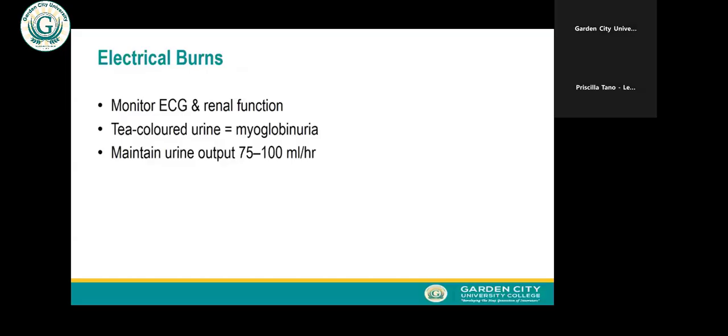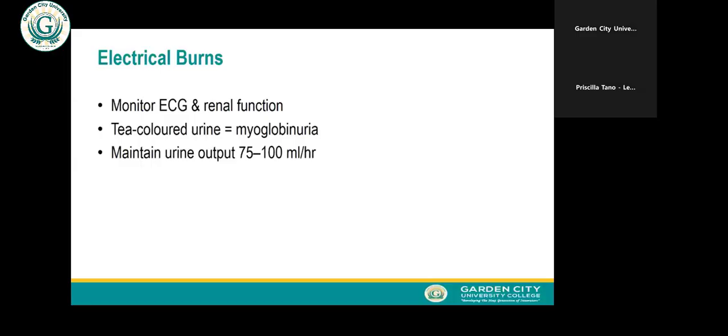Right, so electrical burns. Whenever we suspect electrical burns, we always have to find the contact point and even the exit point, because it depends on the extent of the electrical injury and on the equipment or whatever has caused the electrical burn to the individual.